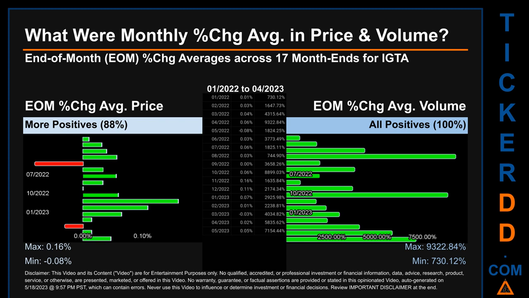Price saw an end-of-month max of 0.16% in average percentage change, along with a minimum of minus 0.08%. For volume, the maximum and the minimum monthly percentage change were respectively 9322.84% and 730.12%.